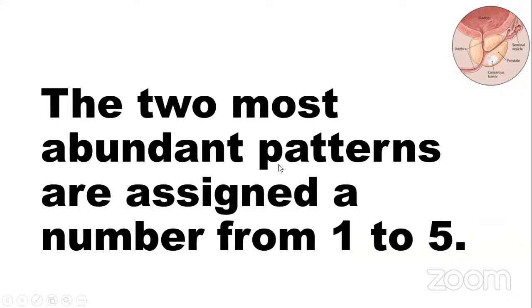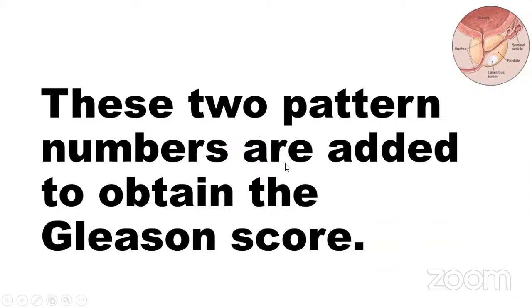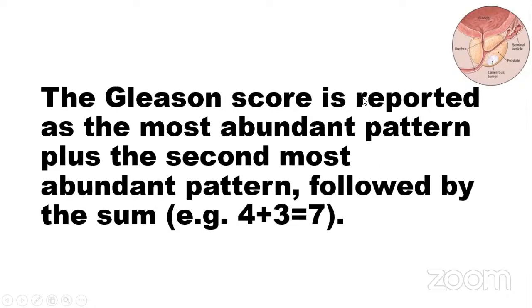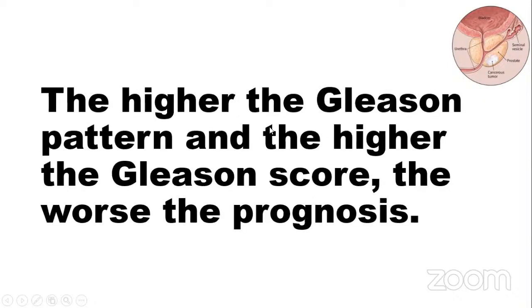The two most abundant patterns are assigned a number from 1 to 5. These two pattern numbers are added to obtain the Gleason score. The Gleason score is reported as the most abundant pattern plus the second most abundant pattern, followed by the sum, for example 4 plus 3, 7 out of 10. The higher the Gleason score patterns, and the higher the Gleason score, the worse the prognosis.